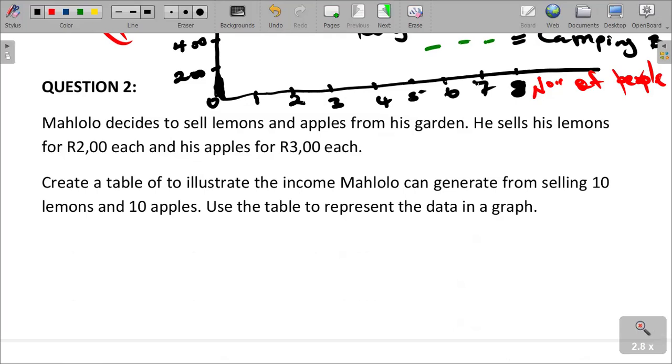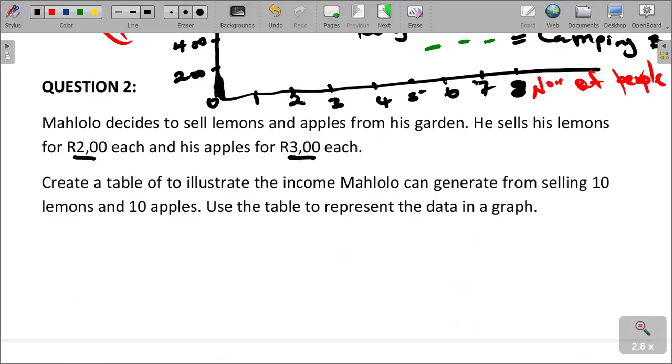Question number 2. Mahlolo decides to sell lemons and apples from his garden. He sells his lemons for 2 rand each and his apples for 3 rand each. We are given the scenario that the farmer is selling lemons from his garden and also apples, which are pegged at different prices. As you can see here, we are given the prices.